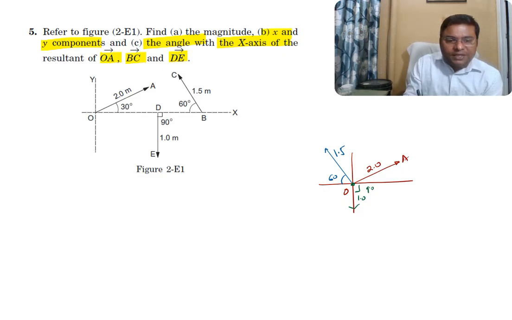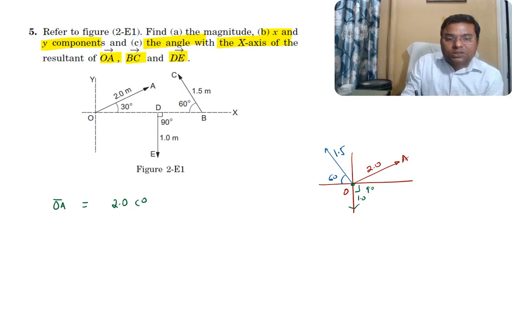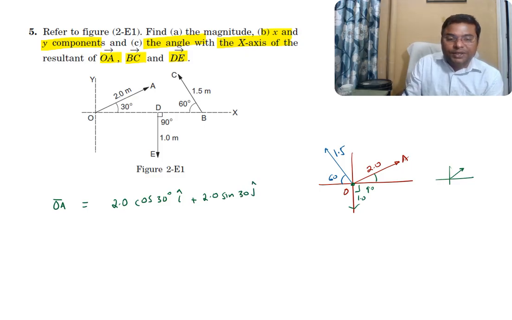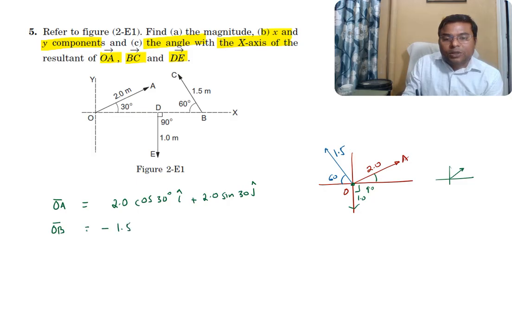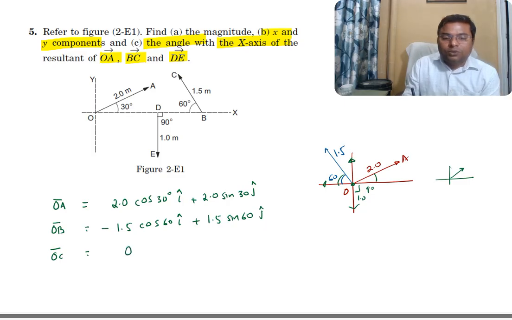Now we have to find the resultant. So we can write OA in component terms as 2.0 cos 30 degrees I plus 2.0 sine 30 degrees J. The component of OB can be written in component terms as minus 1.5 cos 60 degrees I plus 1.5 sine 60 degrees J. Because of this angle, the x component is along the negative axis and the y component is along the positive axis.